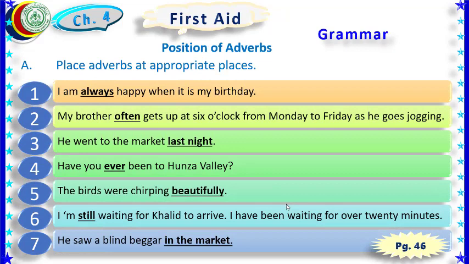Dear students, this is the grammar section. In this section we shall place the adverb. You can see in the first part the adverb "always" was given. We have fixed it here: I am always happy. We cannot fix this "always" anywhere else. The proper position is after the verb. In the same way, "often" will come after "brother", "last night" at the end, "have you ever" will be here, "chirping beautifully", "beautifully" will be here, "I am still waiting", "beggar in the market".